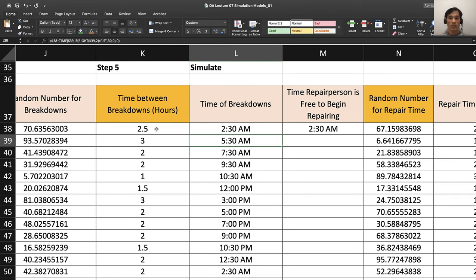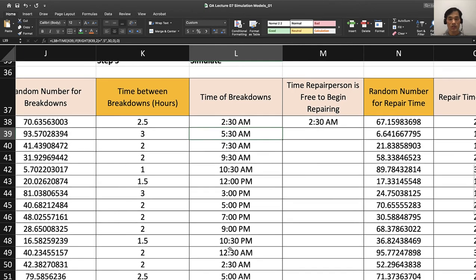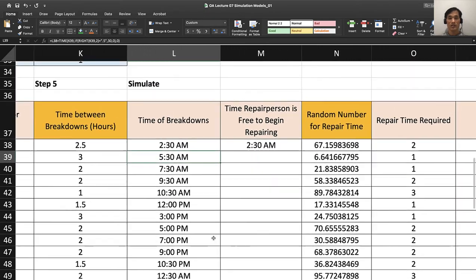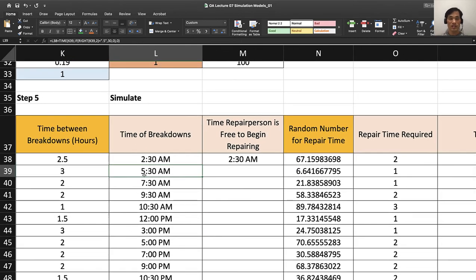So 2:30, right? 2.5 hours later from the midnight, 2:30, and 3 hours past, 5:30 it happened, and 2 hours past 7:30, 2 hours past, 1 hour past, 1.5 hours past, and so on, right? It has been done, so that's very good. So I'm very satisfied that we were able to convert this hour into time format, and now time repair person is free to begin repairing.